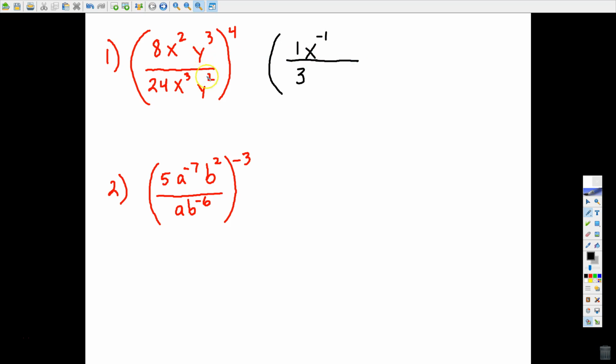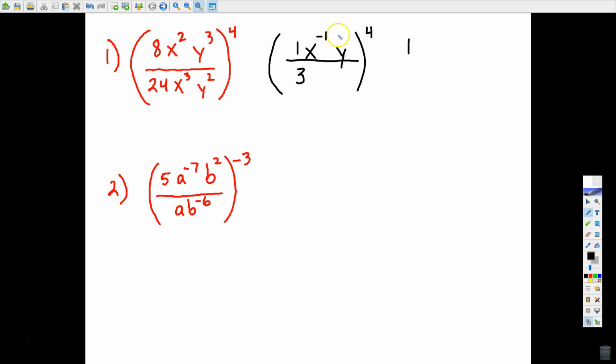And then here I'm going to do the same thing, subtracting exponents. I get y to the 3 minus 2 power. That would just be y to the positive 1. And all of this is going to be raised to the 4th power. Okay, so when I raise 1 to the 4th power, I still get 1. When I raise x to the negative 1 power, I get x.